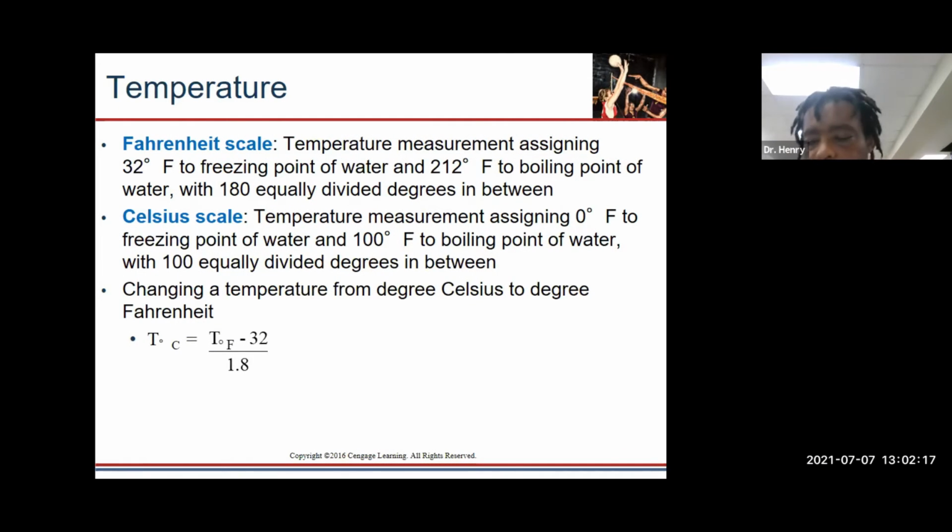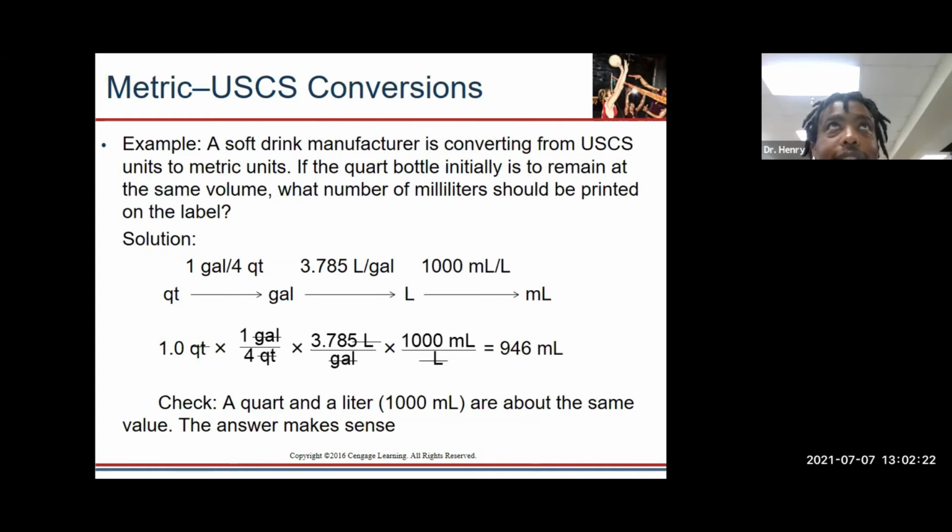So last we left off, we were talking about the imperial system or the USCS conversion, right? And so are you guys comfortable with doing those conversions using dimensional analysis? Yes, no, maybe? We can review.